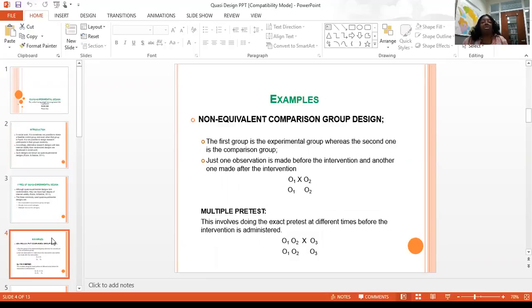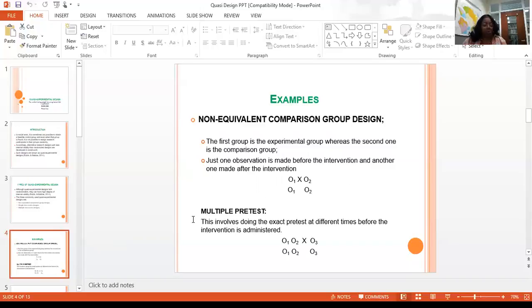The first group is the experimental group, whereas the second one is the comparison group. Just one observation is made before the intervention and another one is made after the intervention. If you follow this drawing here, you'll see the observations being done, then the intervention is introduced, and then the observation comes again.